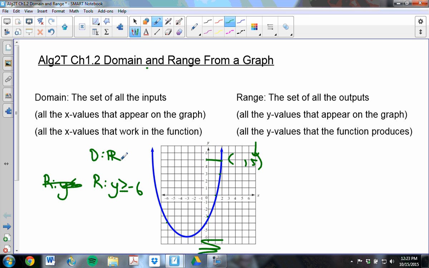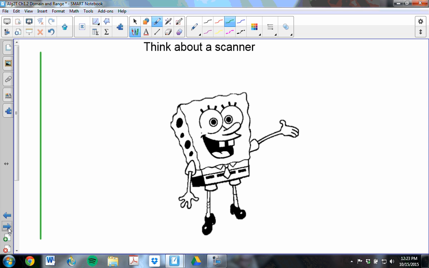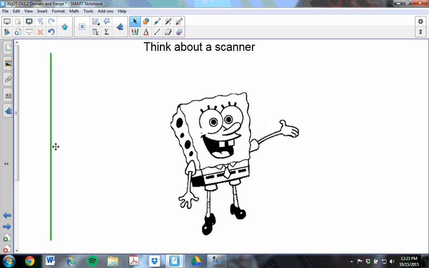Now, when I think about graphing and with domains and range on graphs, I actually think about scanners or copiers. Here's a creepy picture of SpongeBob, and I say it's creepy because his eyes are always so big and so open. But if you think about a scanner or a copier, the way that it works is you take your picture of SpongeBob and you slap it down on your scanner and you shut that big heavy lid and press the button and this green light goes and kind of runs along here.